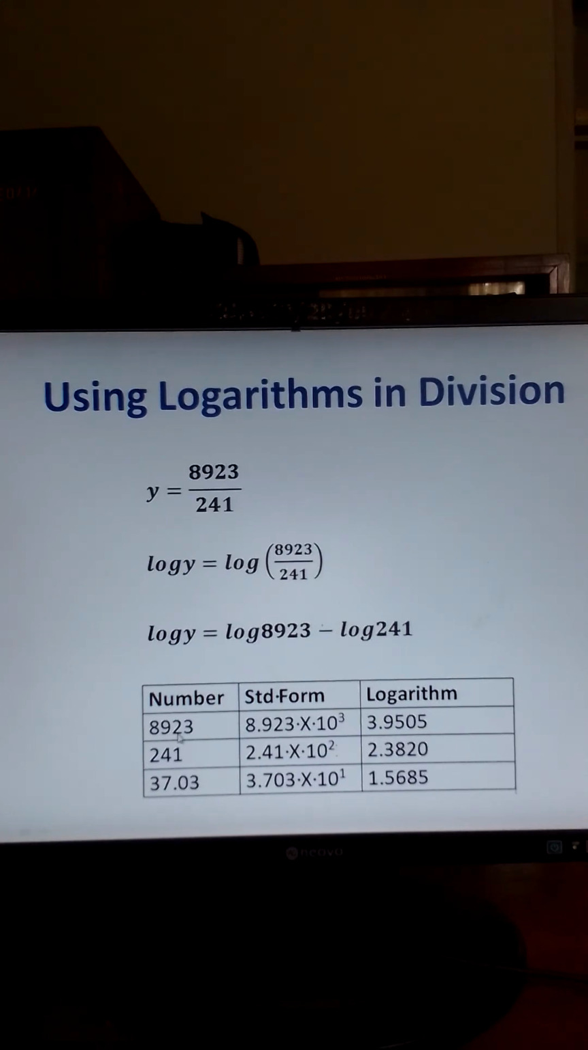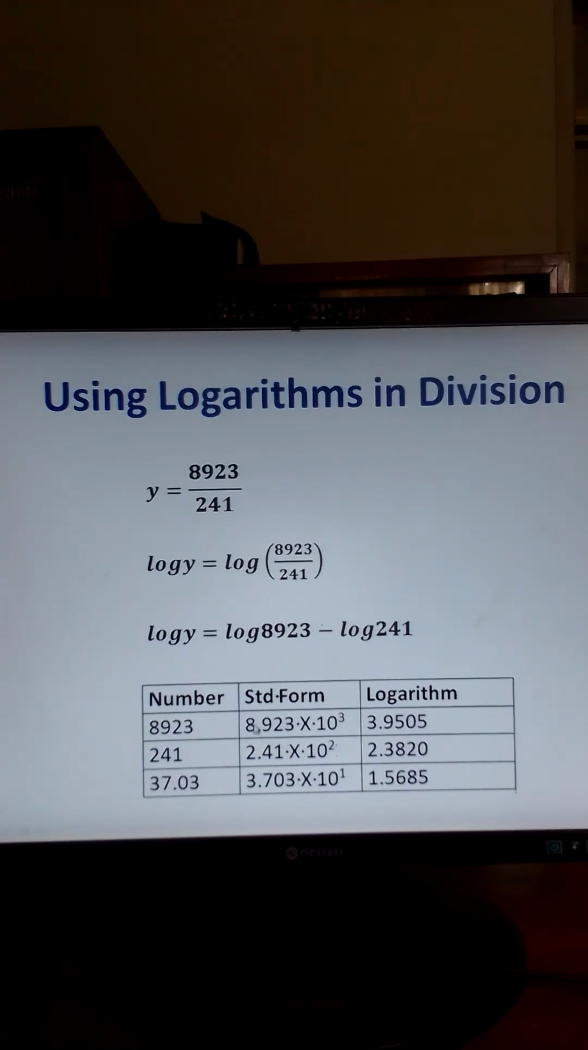Now we can arrange our work in a table and write number, standard form, and the logarithm. So the first number here, the numerator, is 8923 and the denominator is 241. The standard form or scientific notation for this number is 8.923 times 10 raised to power 3. And the standard form for this one here is 2.41 times 10 squared. Alright, so we can check from tables or from the calculator and find the logarithm for this number. Now this part here, 10 raised to 3, is called the characteristic part of this logarithm, and the other one is the mantissa part. So it is 3 point.